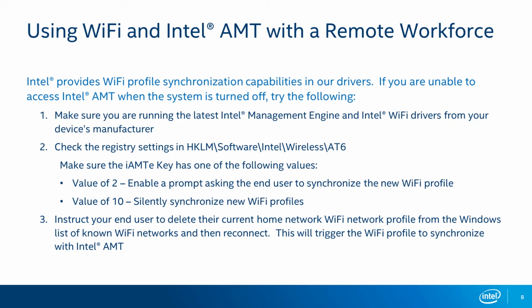If you set the value of that option to 2, every time your user joins a new Wi-Fi network, a pop-up will come up asking if that profile should be synchronized into Intel AMT. If you'd prefer not to have a pop-up come up and have all those new profiles automatically synchronized into Intel AMT, you can set the value of that to 10. Now, once you've got that value appropriately set in the registry, you'll want to instruct your end users to delete their home Wi-Fi network from the list of known Wi-Fi profiles in Windows and reconnect. That'll trigger the synchronization of the Wi-Fi profile from Windows into AMT, and you should be able to manage that device across power states just fine.